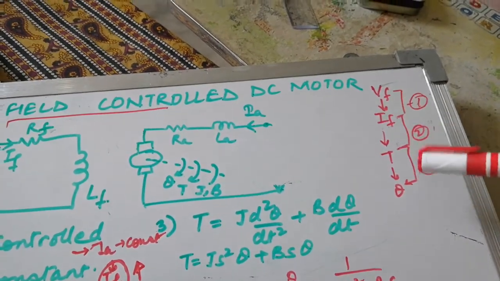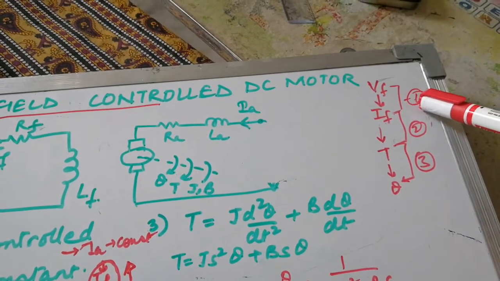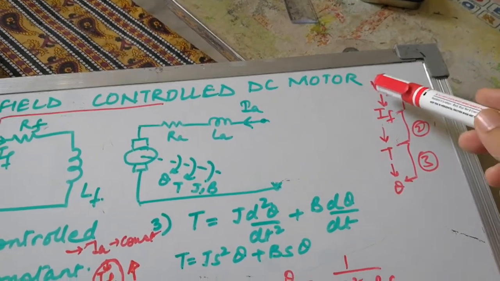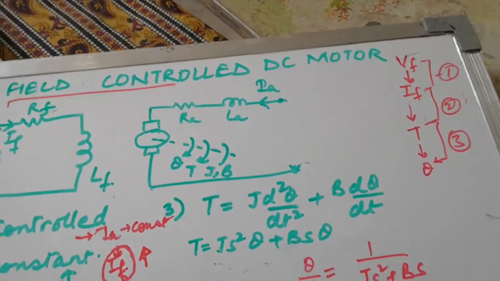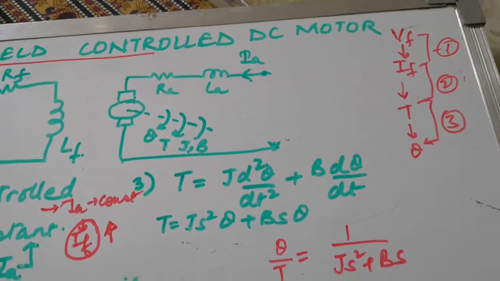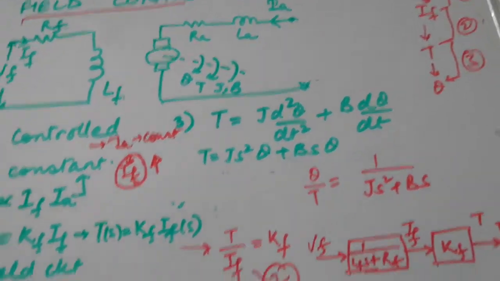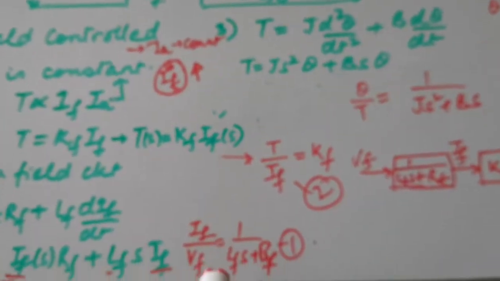So we will be arranging all these terms like this. Our first transfer function should relate VF and IF. Our second transfer function should relate IF and torque, while the third should relate torque and theta. So I have just marked all of them here.